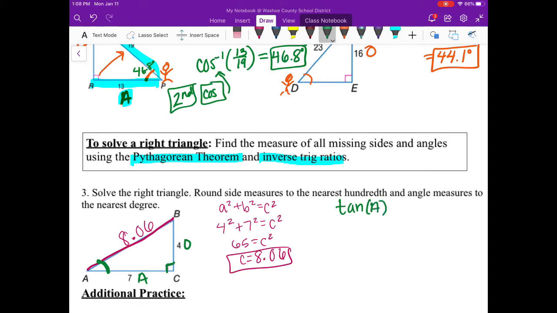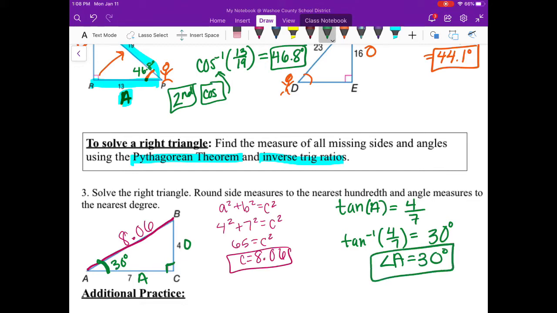So to find the tangent of angle A, I would do 4/7. And because I'm looking for the angle measurement, that's how I know I'm going to use the inverse. So in this case, angle A comes out to be about 30 degrees. Okay. Now from here, let me go ahead and label that. Angle A is 30 degrees.